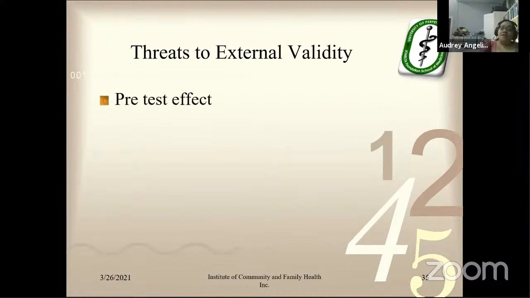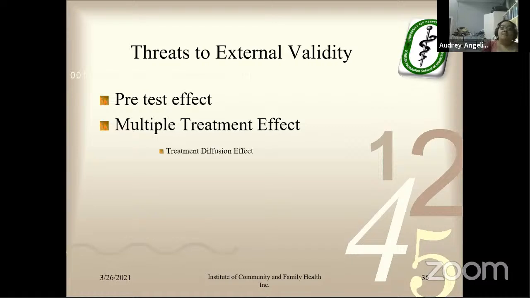Threats to external validity would be the pre-test effect. So if you do your pre-test and then you eventually do it on your samples, you should not repeat your subjects by giving it again to the population that you did a pre-test on.